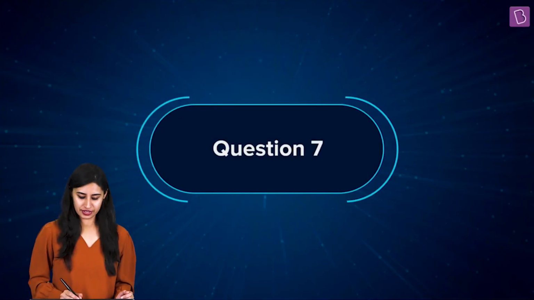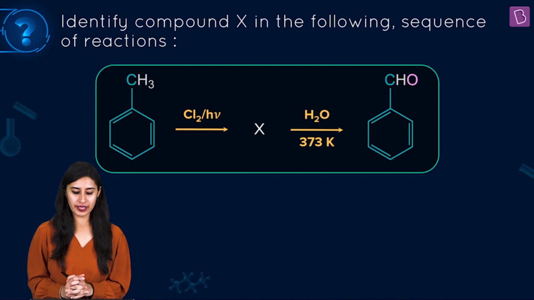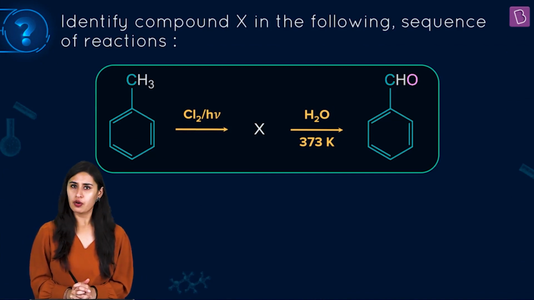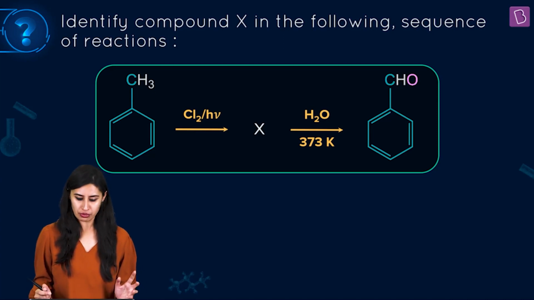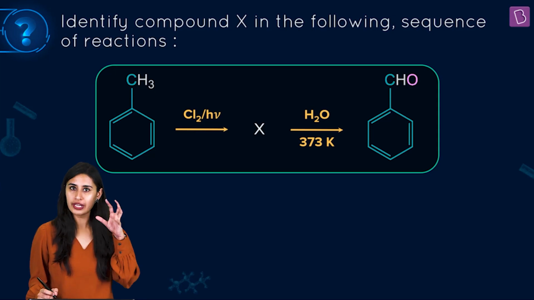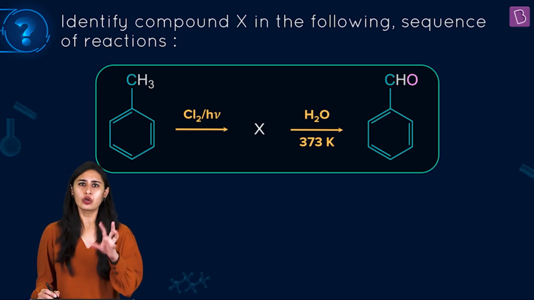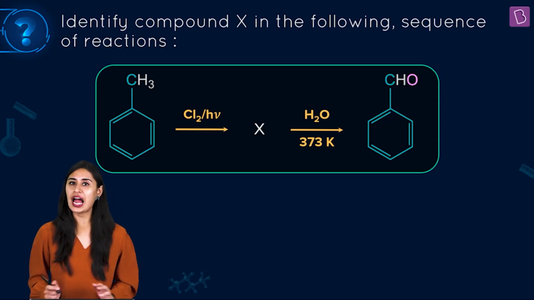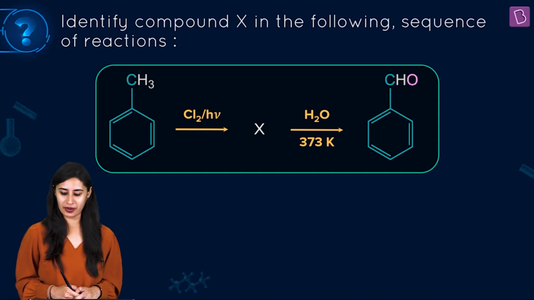Now let's check out this question, which says, identify compound X in the following sequence of reactions. What do we have? We are starting with toluene. What are we doing? We are doing halogenation, by adding chlorine in the presence of h nu. What do we get? We get X. What do we do further? To the X, we are adding water at 373 Kelvin, quite a high temperature. And what do we get? We get benzaldehyde.